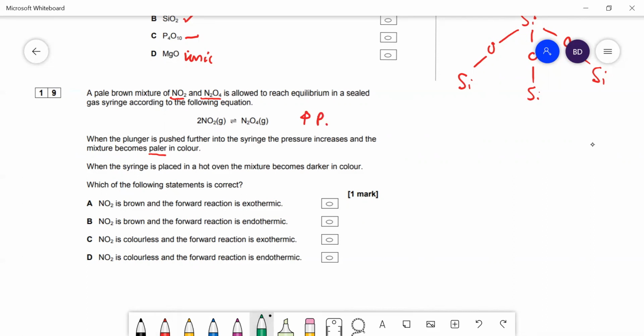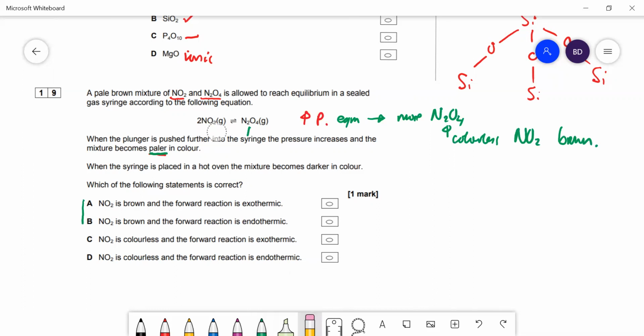well, we've got two gas moles on the right and one on the left. So if we increase the pressure, the equilibrium is going to move to the right. We're going to get more N2O4, and it tells us that this makes it paler. So that means that this is probably colorless, and the NO2 is the brown one. So we can eliminate. We can say NO2 is brown, so it's got to be A or B.